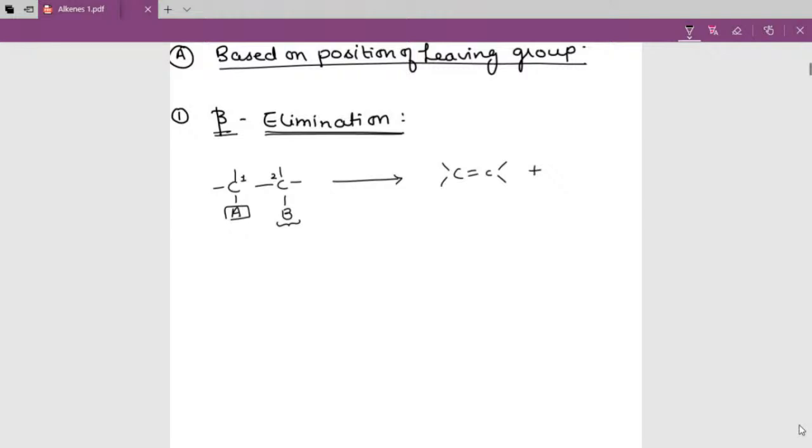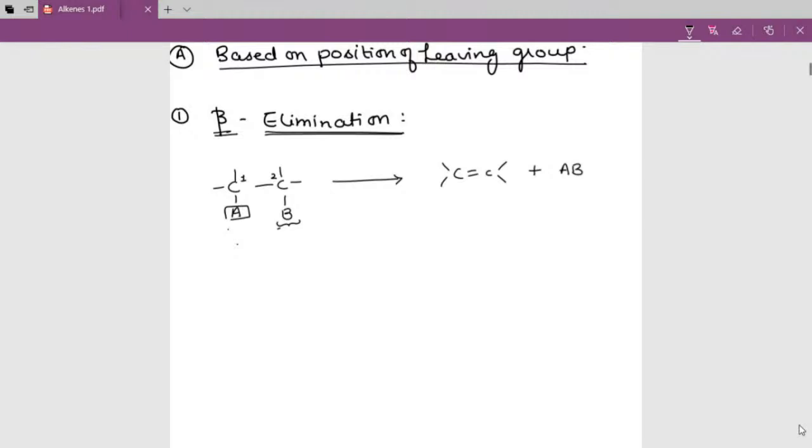Now, when we eliminate A and B, certainly a question may come to your mind: what is the mode with which these A and B are eliminated? Will they be eliminated as some charged bodies? Will they be eliminated as some free radical? Will they be eliminated by some pericyclic mechanism? Certainly, these questions are very justified, and I'd like to address them in the coming part of my lecture. So just an introduction, what is a beta elimination?